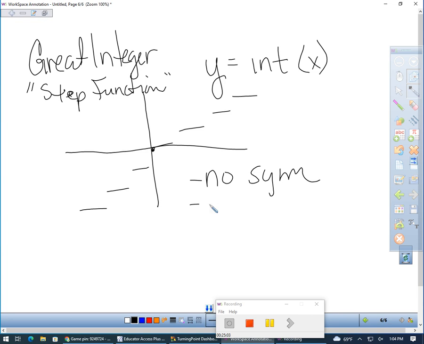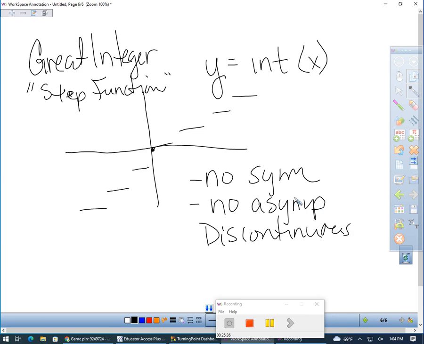What else can we say? There are no asymptotes. Yeah, it'd be classified as neither. Okay? So it says no asymptotes. What else can you tell me about it? Is this continuous or discontinuous? It is discontinuous.